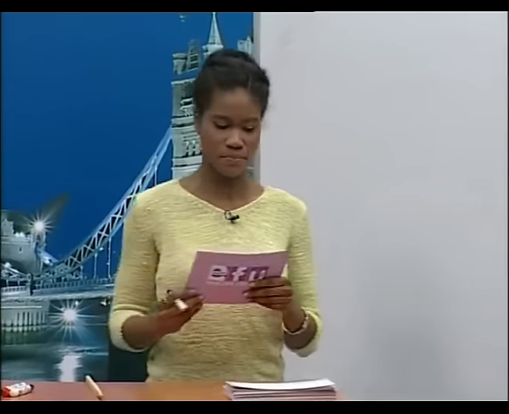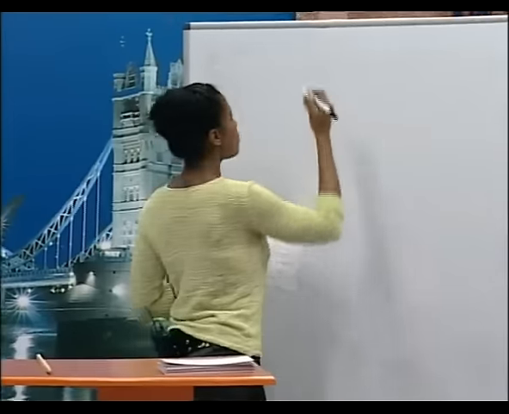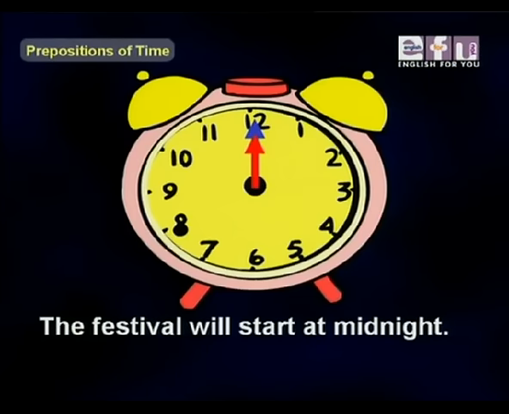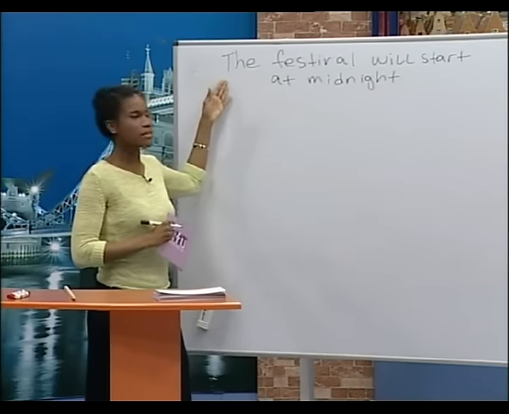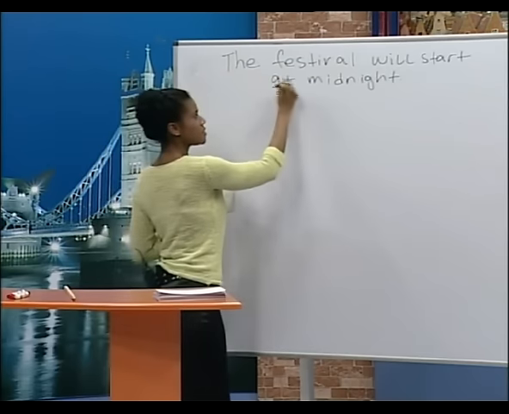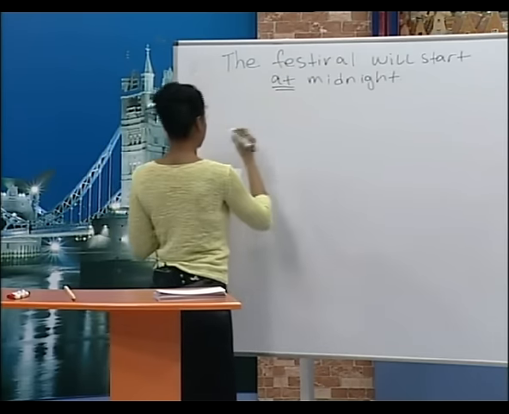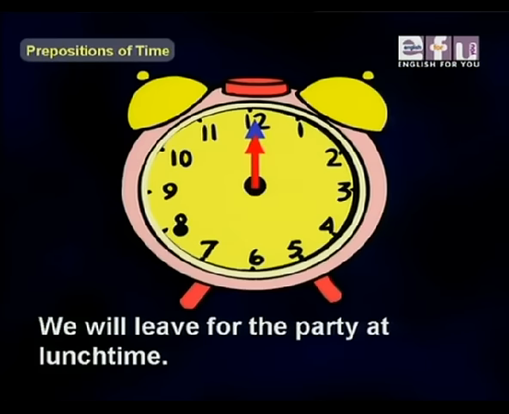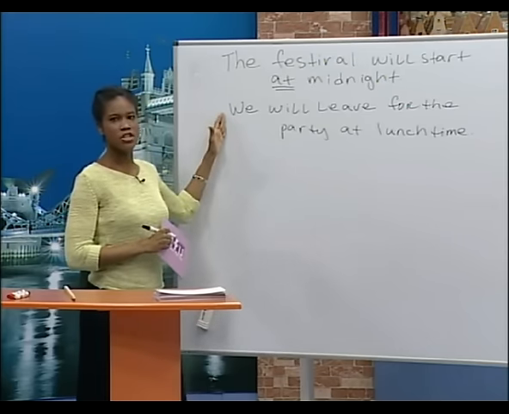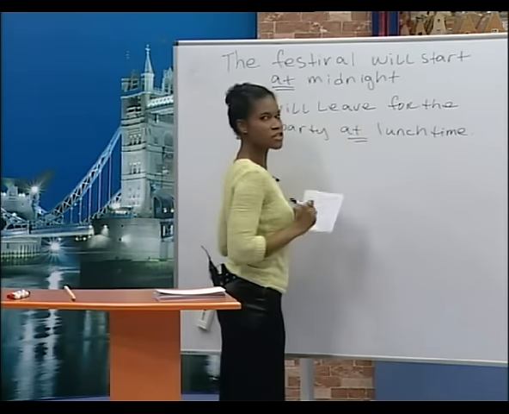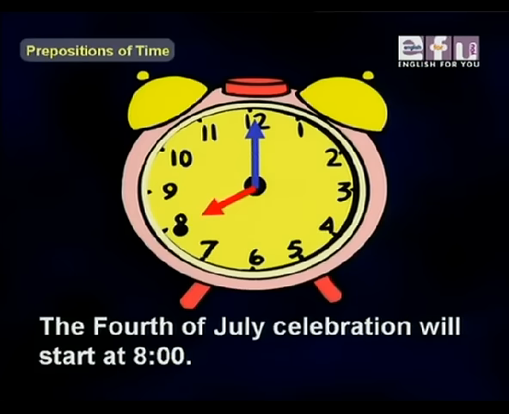Now let's quickly review prepositions of time. Here are some examples. The festival will start at midnight. Preposition of time, at. We will leave for the party at lunchtime. At lunchtime.